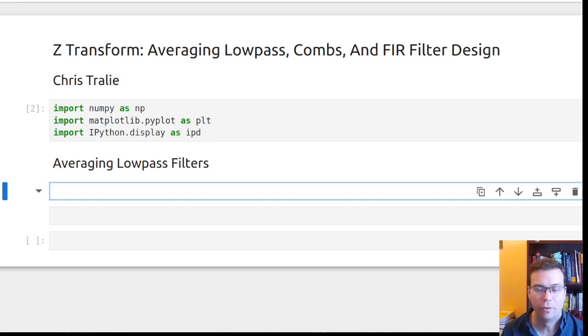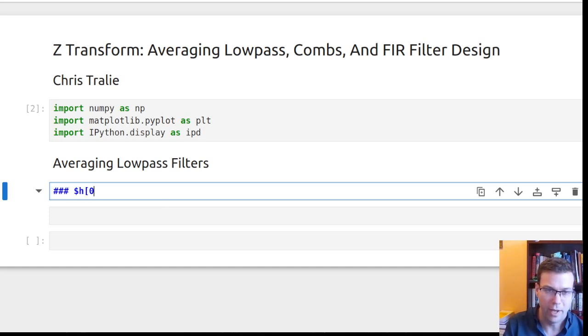Okay, now that we've derived the z-transform, I want to show a couple more analytical examples that are important, and then I want to show a general numerical strategy for designing filters that we can analyze with the z-transform. So first, let me generalize that simple example that I started with.